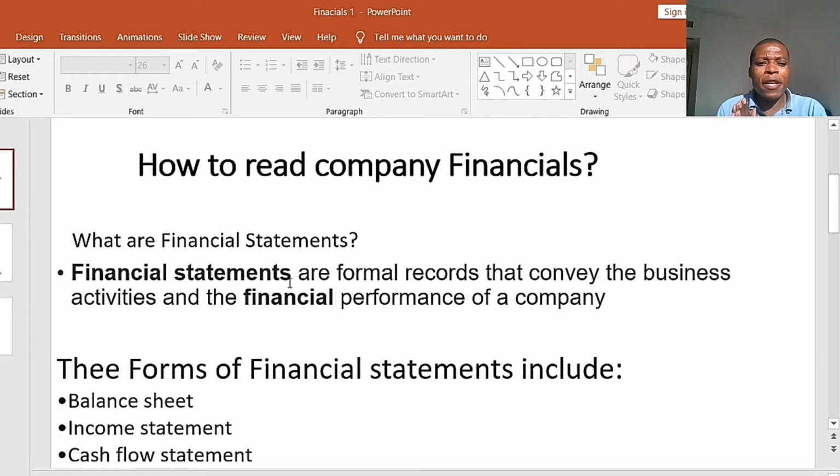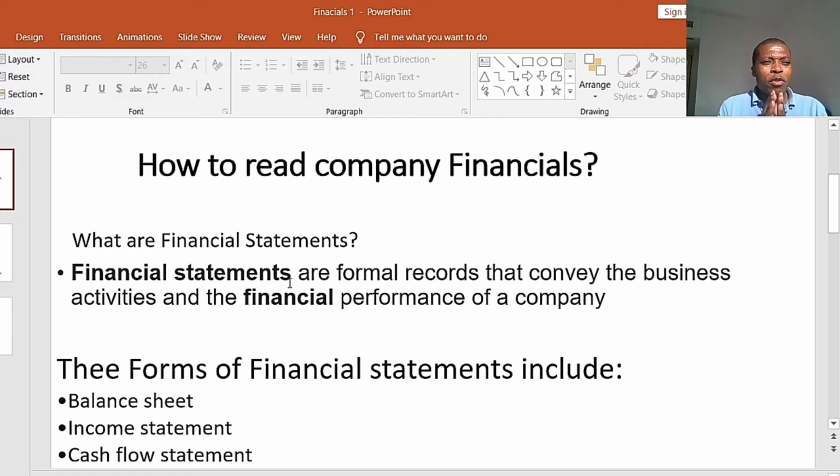So as I said, number one section is defining what financial statements are. Basically, financial statements are the formal records that convey business activities and the financial performance of a company. So you can see from the definition, it has two main important sections. Number one is business activity.